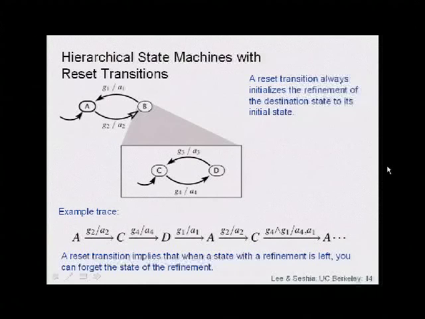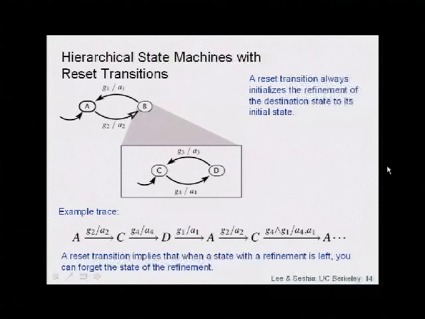This is an alternative. So you can either model a state machine using a history, model a transition to a refinement state machine using a history transition, like we had in the previous example, or a reset transition like you have in this example. Is there a question? The reset transition is easier to flatten. Why do you say that?